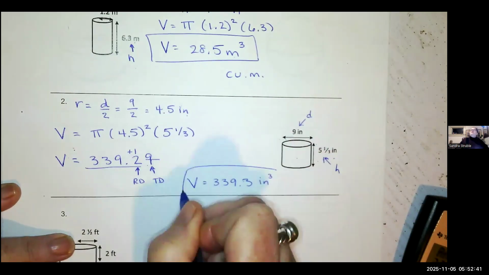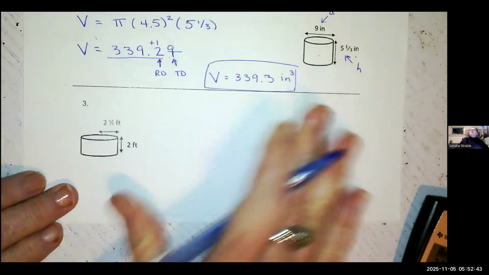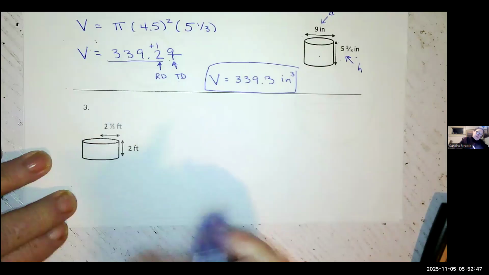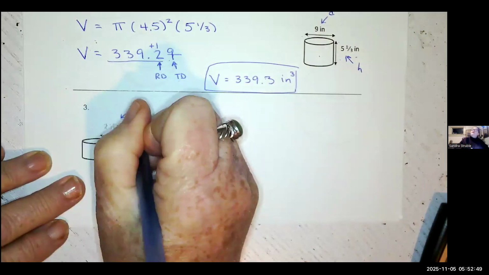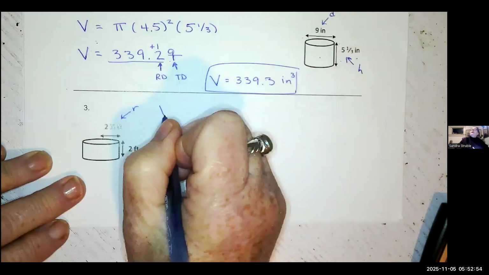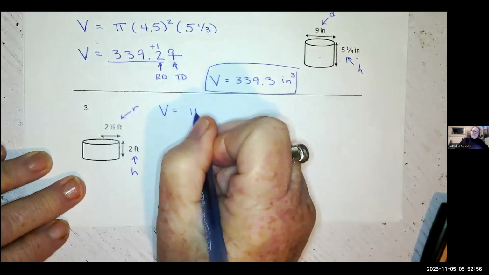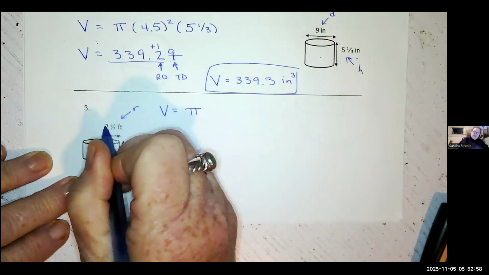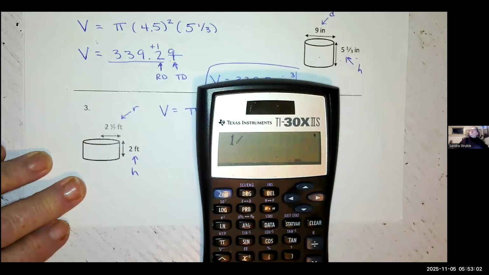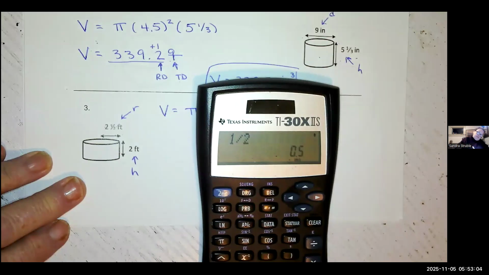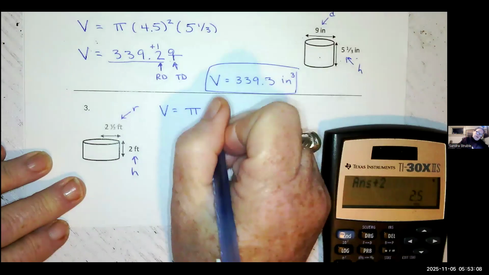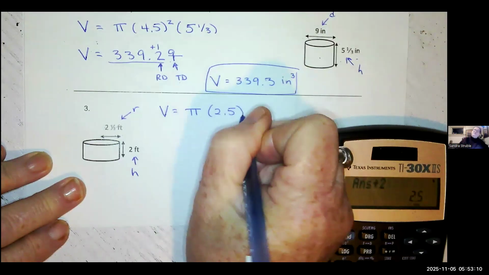Let's go to the next one. This one is providing us a radius. It is fractions. Don't freak out. But this is our radius and this is our height. We do need to know the difference. Our volume is pi. Radius is 2 1/2. Put the 1/2 in your calculator. 1 divided by 2 equals, and then add 2. So 2.5. That's going to get squared times 2.